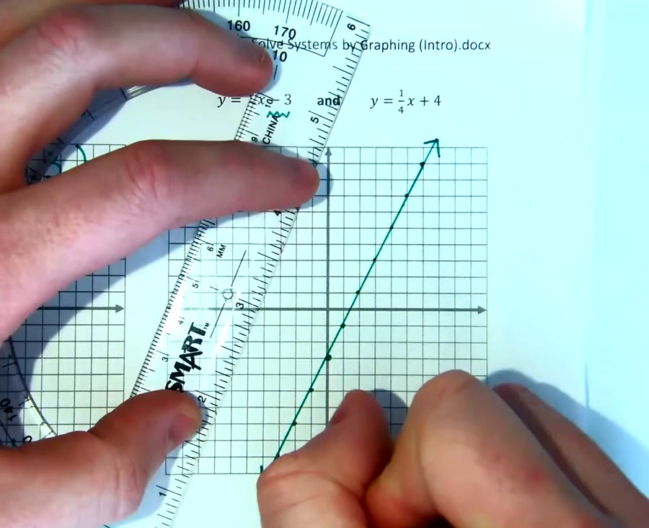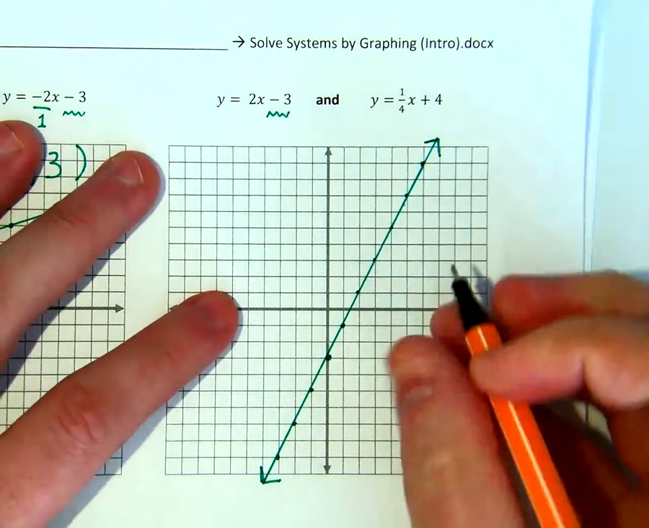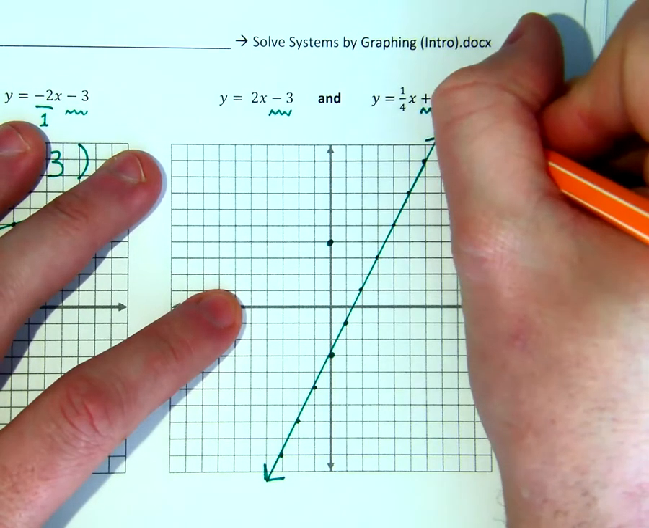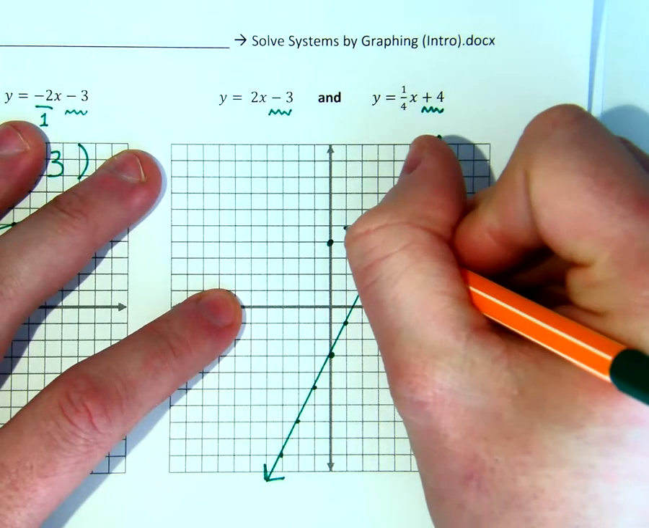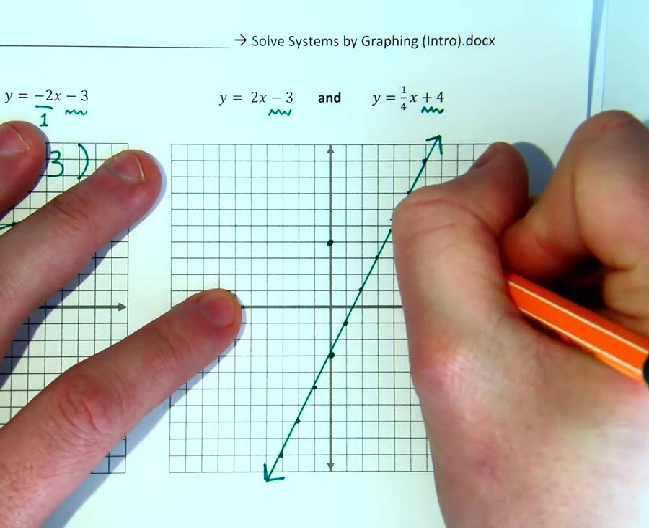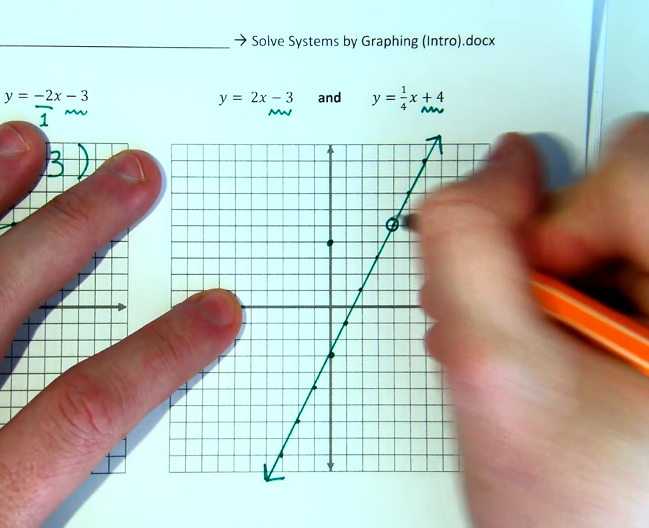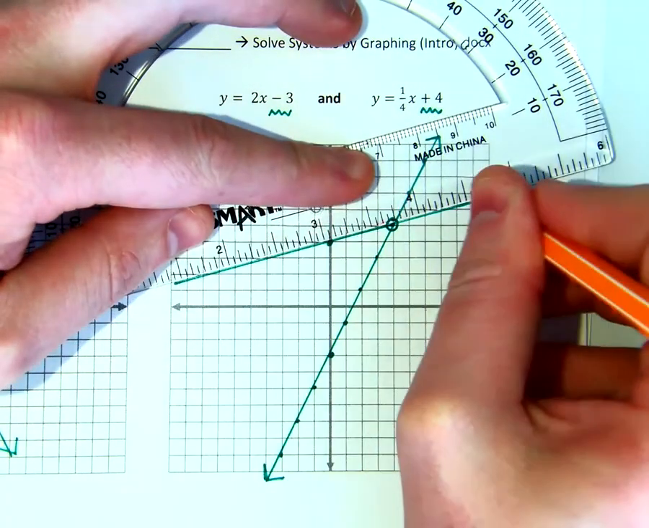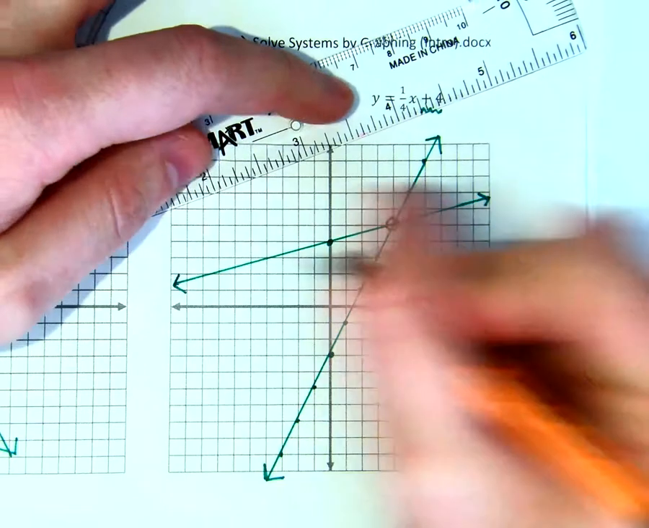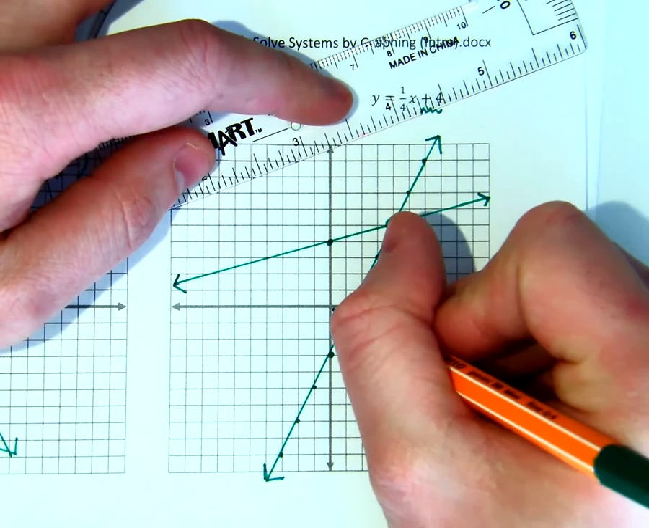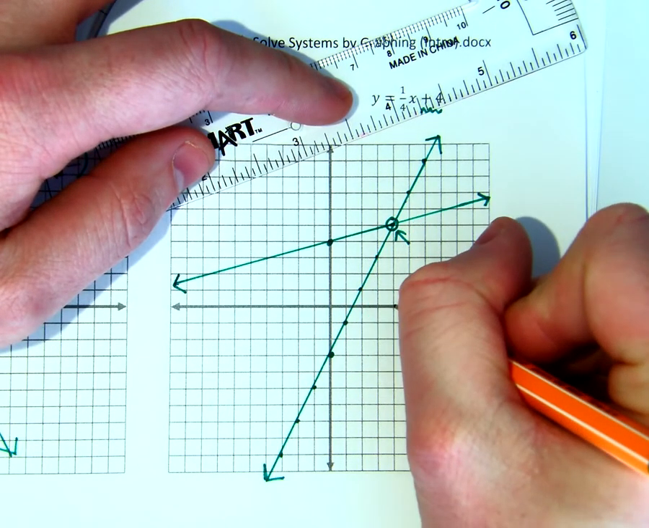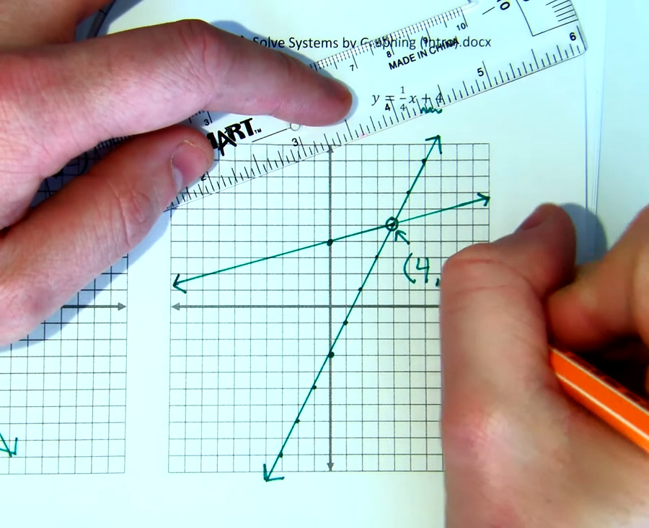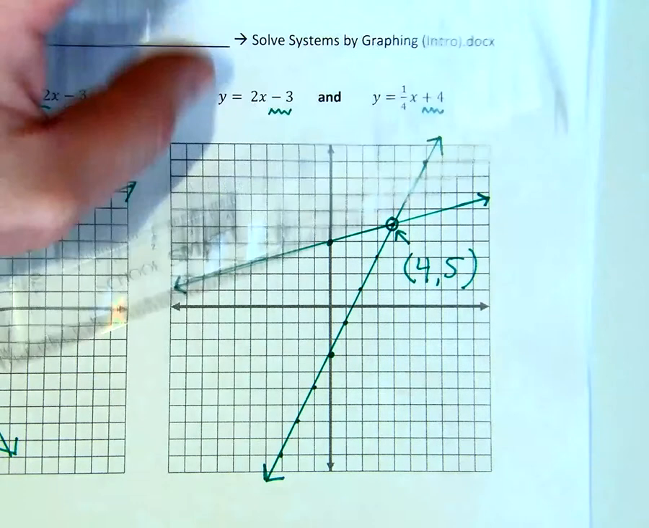and we need to know which one is the solution of the system, so we'll graph the other line as well. It has a y-intercept of +4 and a slope of 1/4, which means up 1, right 4. It looks like our solution is right here, so we can draw our second line and label the coordinate pair of our solution, which appears to be 1, 2, 3, 4 on the x-axis and 5 on the y-axis. 4, 5.